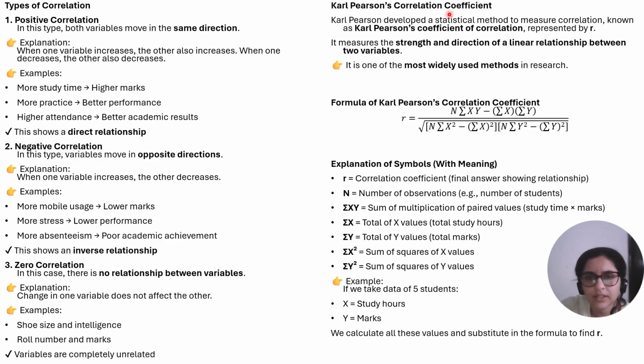So this Karl Pearson correlation coefficient is a statistical method to measure correlation, and it measures the strength and direction of a linear relationship between two variables, whether both are going in the same direction or in different directions. So this is the formula. There is no other choice, but you have to memorize this formula. And these are the expansions of each of the variables.